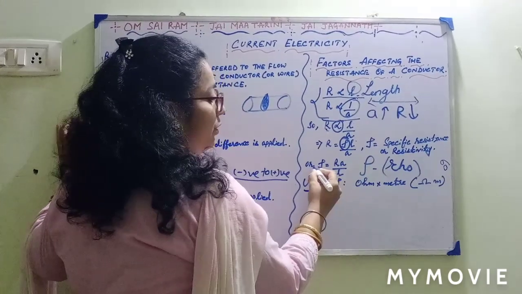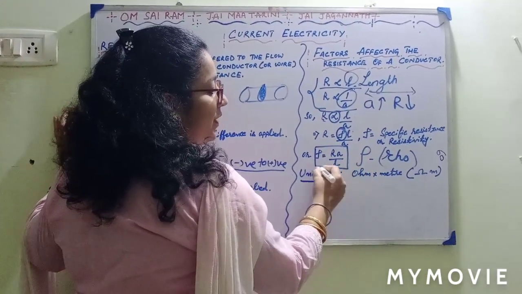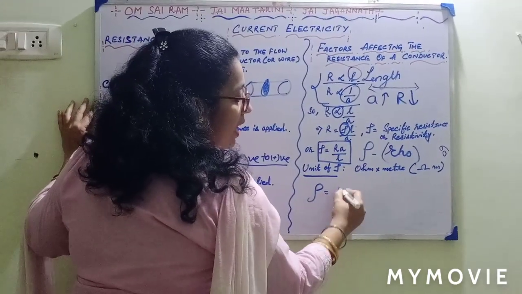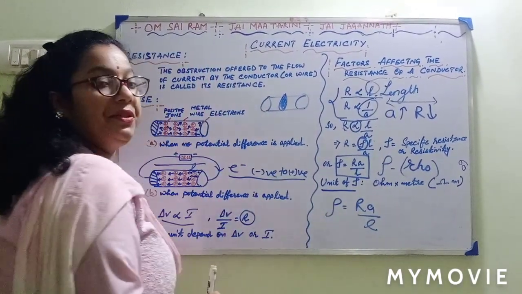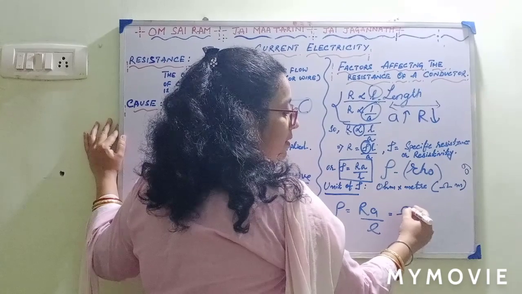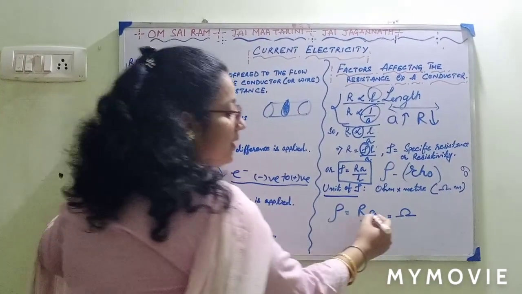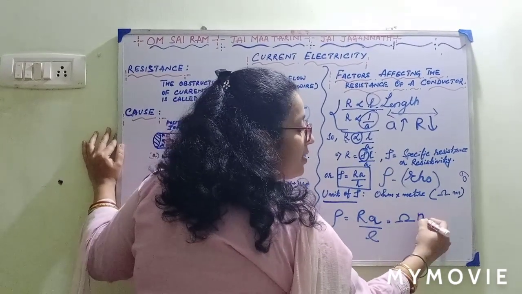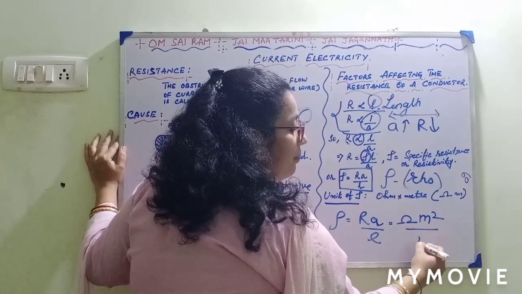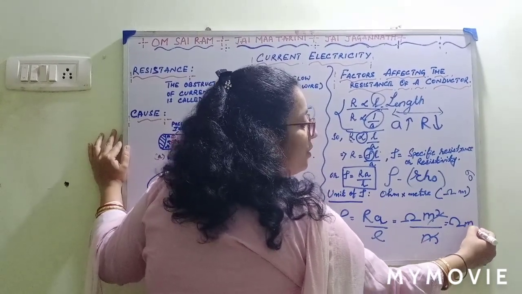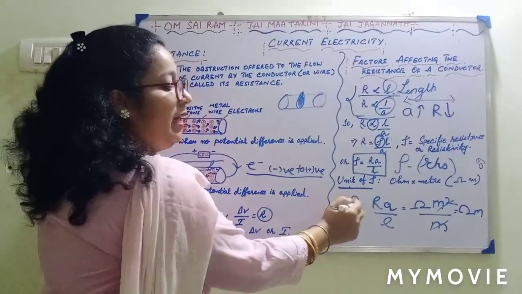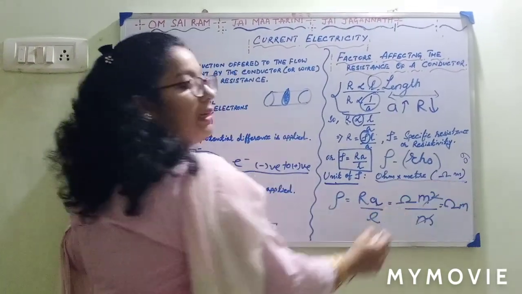Now unit of resistivity, if we talk, so we got the formula of resistivity: rho is equal to RA upon L. आर का क्या यूनिट है? आर का यूनिट ओम, और एरिया का यूनिट क्या है? एरिया का यूनिट मीटर स्क्वायर, और लेंथ का मीटर. सो मीटर मीटर कैंसिल, तो हमको क्या मिला? ओम इंटू मीटर. सो यूनिट ऑफ रो क्या है? ओम इंटू मीटर. क्लियर टिल हियर?